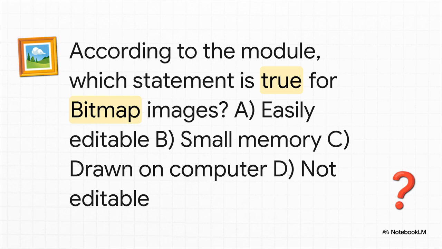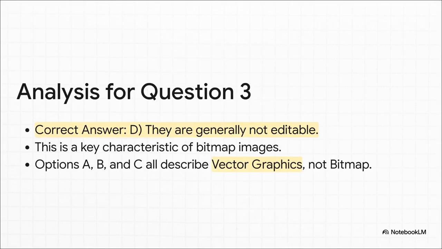Which of these is true for bitmap images? And this is a perfect example of why knowing that comparison is so important for avoiding traps on your exam. The correct answer is D. Options A, B, and C are all true for vector graphics, not bitmap images. See how they try to trick you?